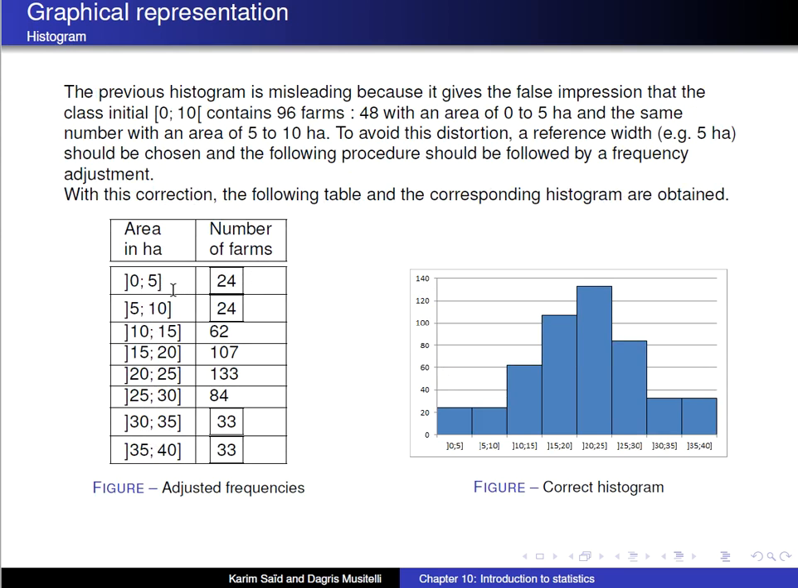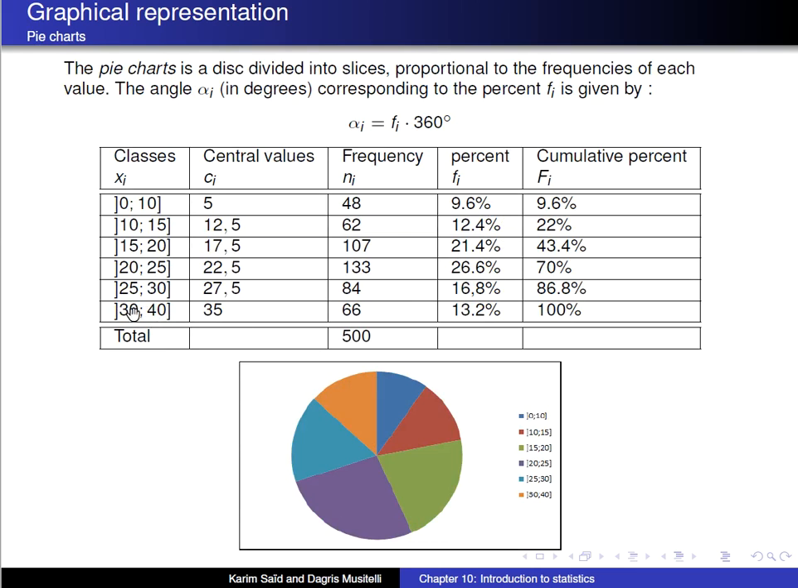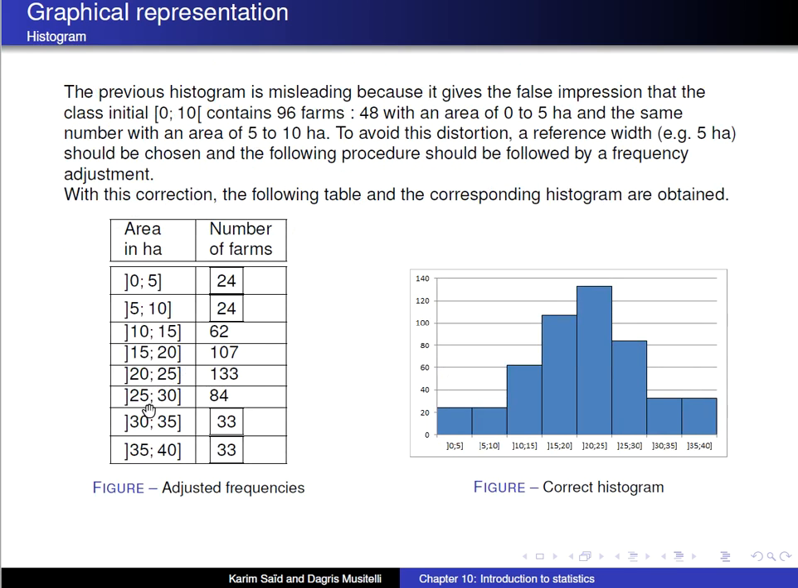What I need to do is to make sure all my intervals have the same length. So the interval 0 to 10, I split it into 2, and I also have to split my frequency. I had 48 values, so it gives now 24 for the first one and 24 for the second one. The same for the interval 30 to 40. I had 66 values, and now I split it into 2 same intervals with 33 as a frequency. And that's how we get a correct histogram.